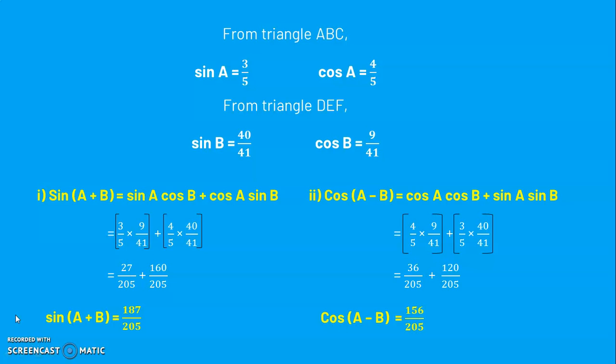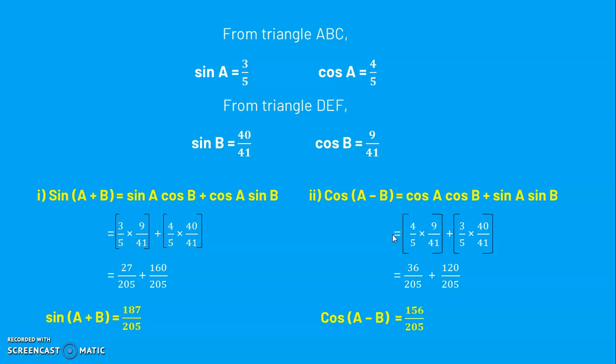So we have found out the values for sin A plus B and cos A minus B here. First we found out the cos A value from the sin A value by using the Pythagoras theorem, and then we found out your sin B value from the cos B value also by using the Pythagoras theorem, and then we solved sin A plus B and cos A minus B by using the formulas here.